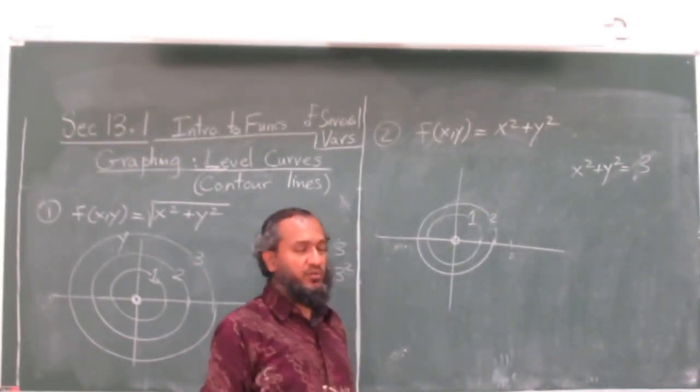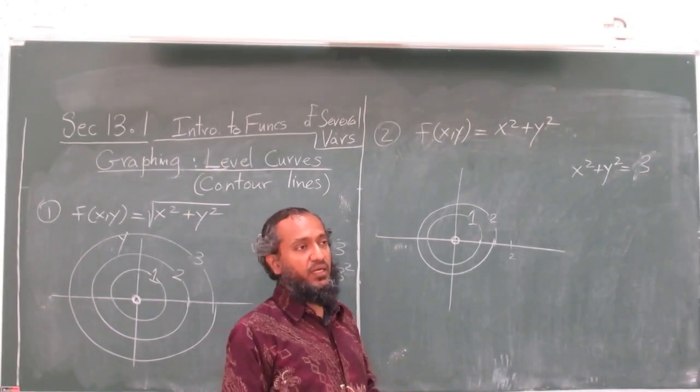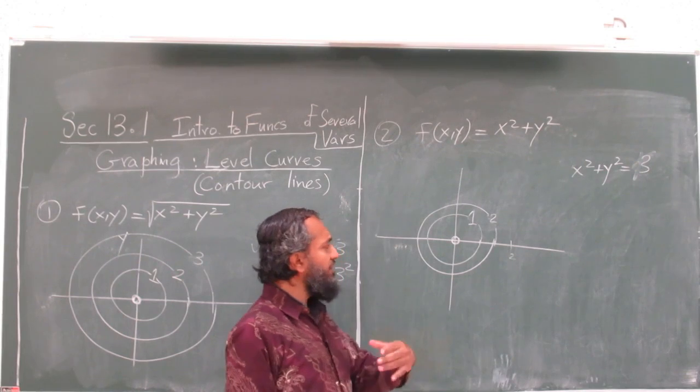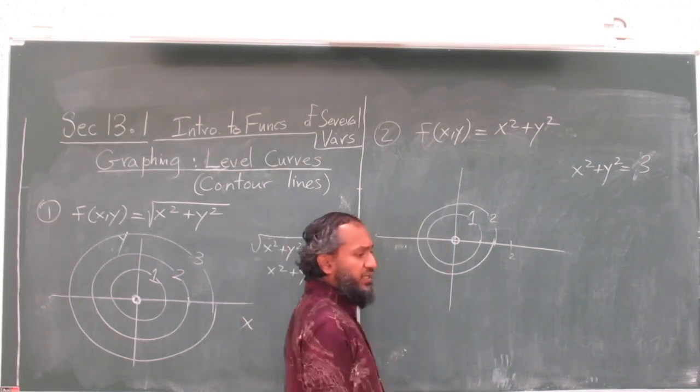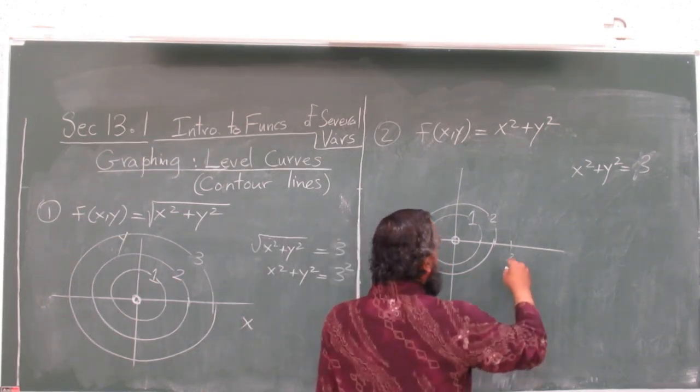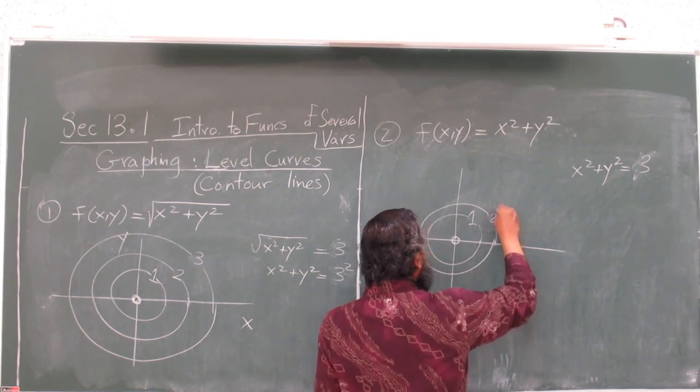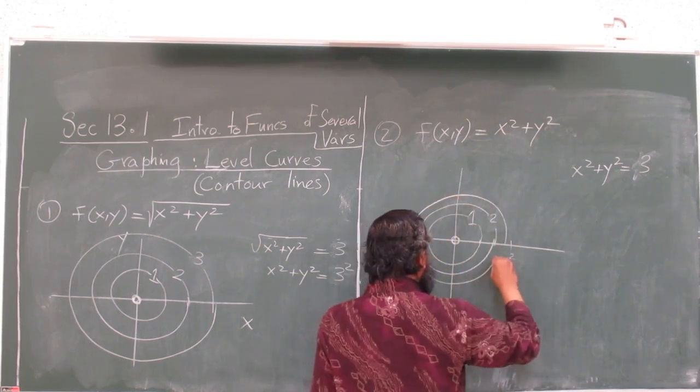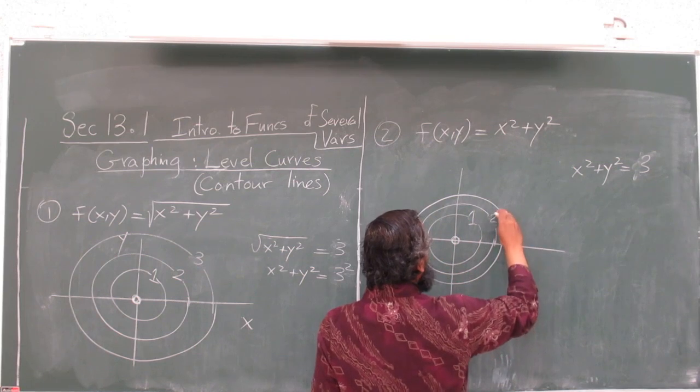This is 2. When is it 3? That's x squared plus y squared equals 3, which is x squared plus y squared equals square root of 3 squared. So it's a circle of radius 1.7 roughly. I think square root of 3 is roughly 1.7. So that's roughly here. Okay?